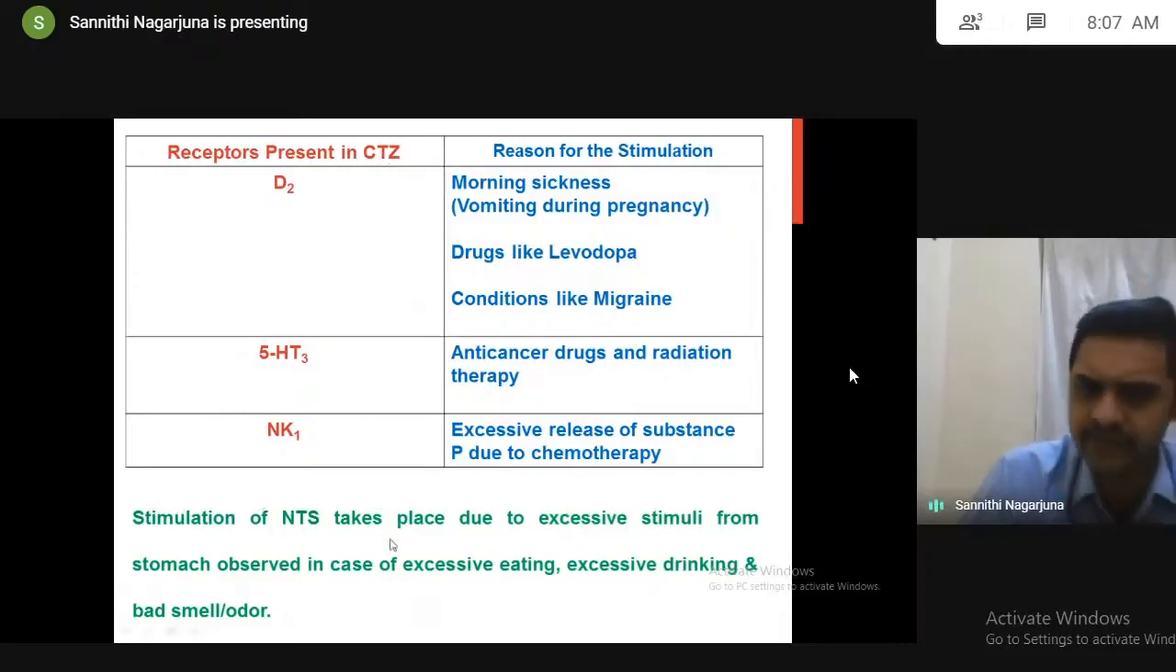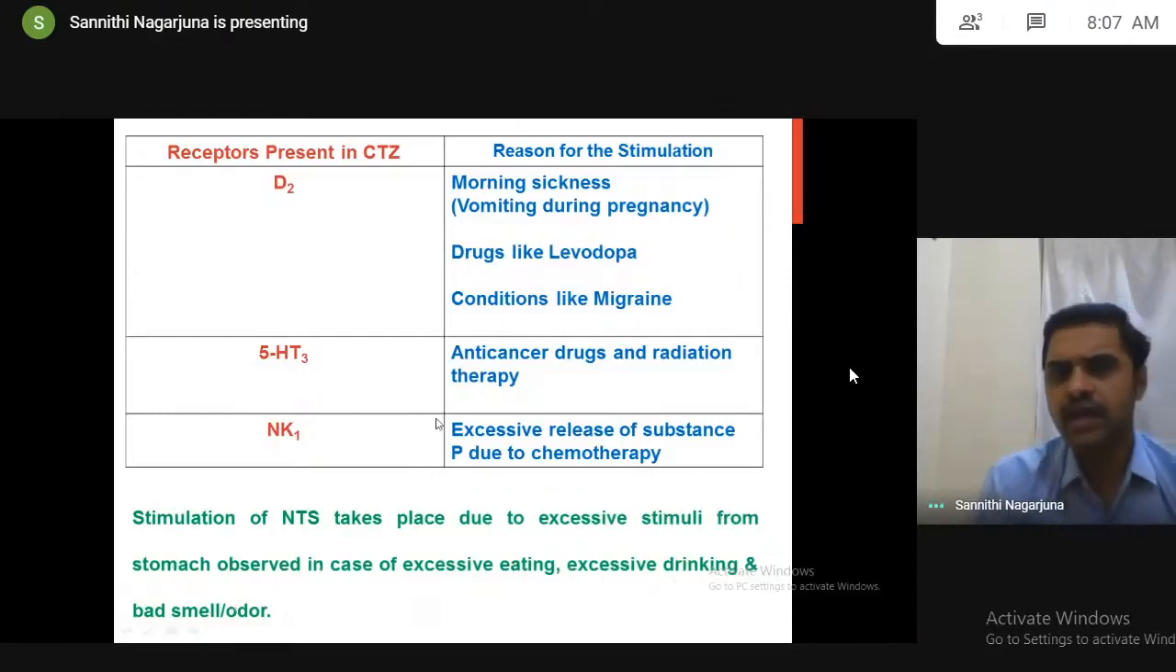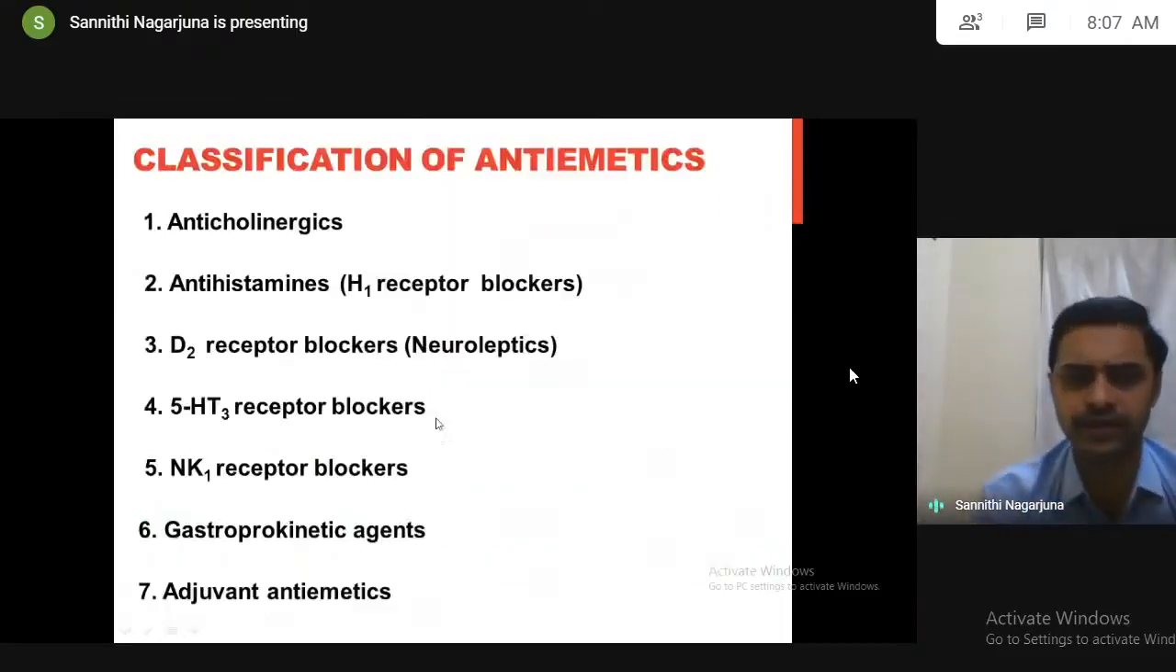So stimulation of NTS takes place because of excessive stimulation from the stomach. This is observed in cases of excessive eating, drinking, and bad smell or odor. So this is all the pathogenesis of vomiting. Please try to understand.